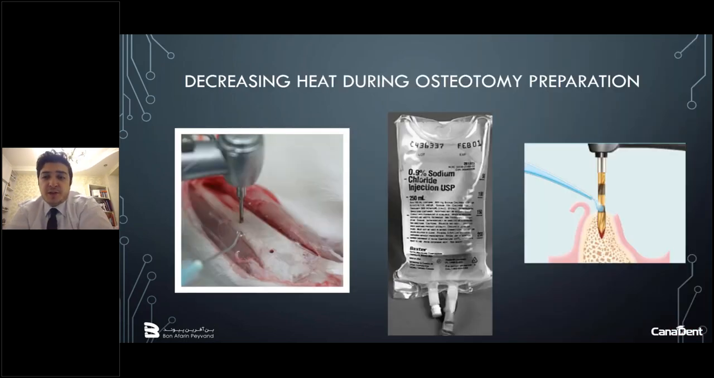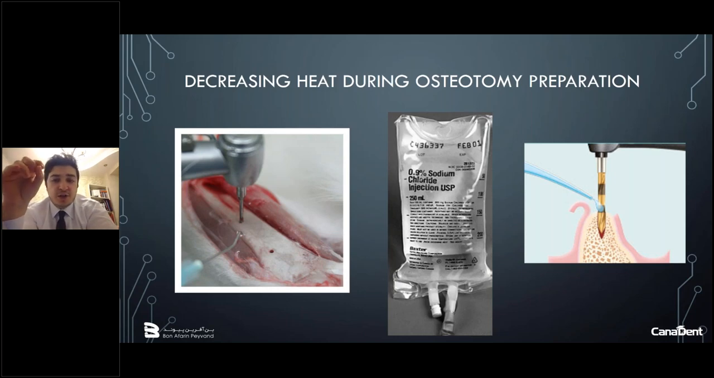Without irrigation, drill temperatures greater than 100 degrees are reached within seconds of the osteotomy, and consistent temperatures greater than 47 degrees centigrade are measured several millimeters away from the implant osteotomy. Osteotomy temperature may rise even up to 130 degrees without irrigation, and as I mentioned before, 47 degrees is the limit for the bone cells to die. For us to get a very good osseointegration, we need vital bone. Putting an implant, which is a non-vital element, in a non-vital bone will not cause osseointegration.